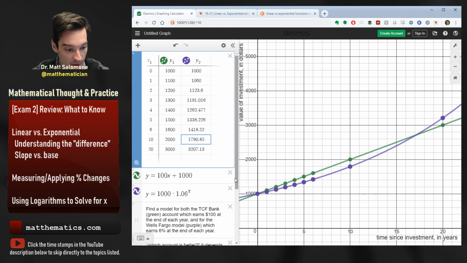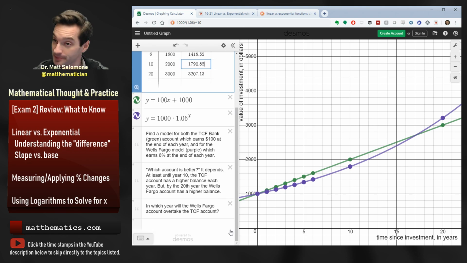So let's return to that question that I posed, which is, which account is better? And the answer that we gave initially is still true, right? That for the first few years of the investment, the TCF account, the green line, is doing better than the Wells Fargo account. The linear model is giving me a better rate of increase than the exponential model is. But at some point, things change, and the Wells Fargo account ends up overtaking the TCF bank account. So that by the time we get to year number 20, the Wells Fargo account, which was earning a percentage increase of interest every year, has a higher balance than the TCF account does.